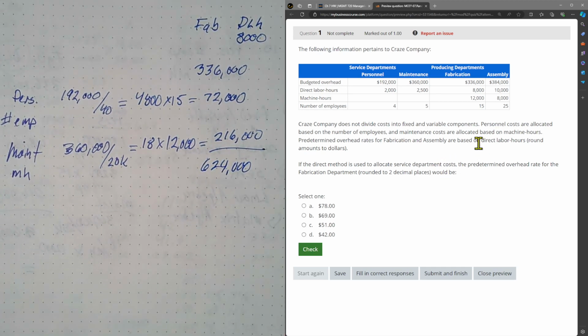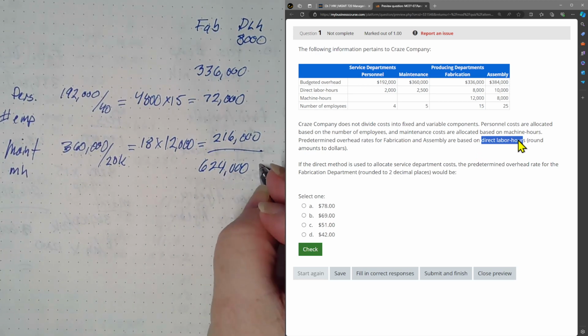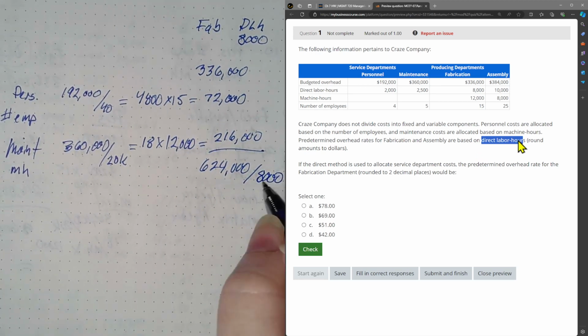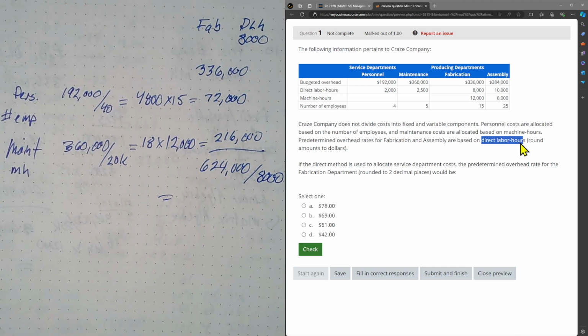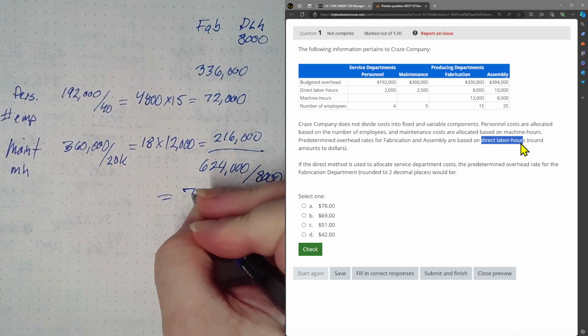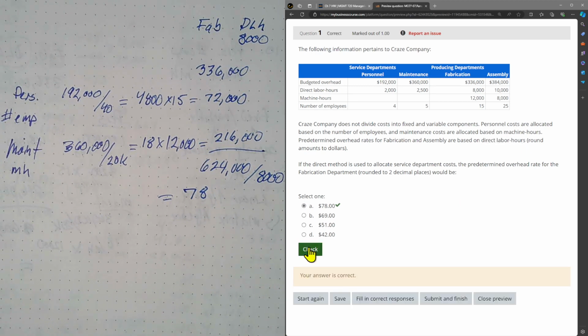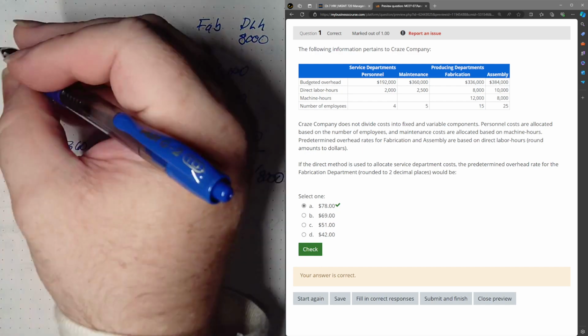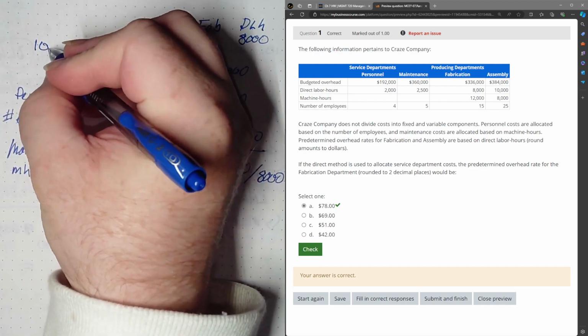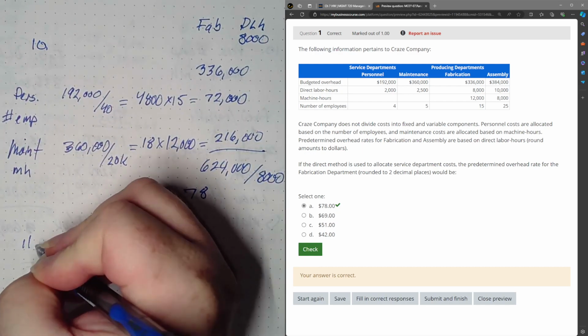And the rate for fabrication assembly is based upon direct labor hours. We already said that up here. So if we take the amount of cost divided by the amount of direct labor hours, that should come out to, I get 78. Is that one of our numbers? And apparently so. Okay, let's go to the next. So this was question number 10. Let's go to question number 11.